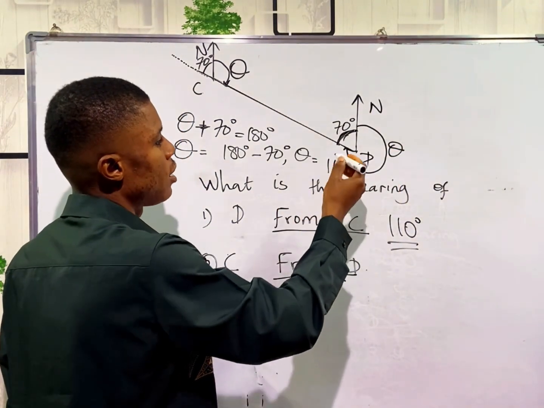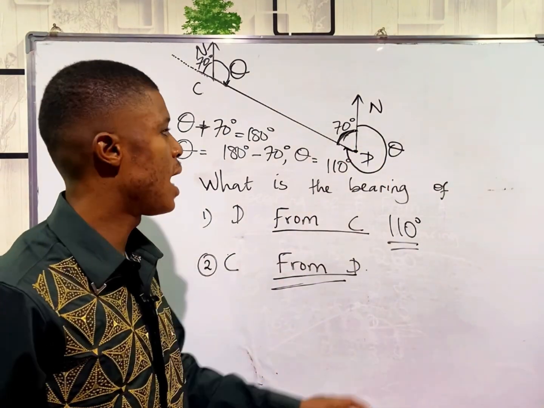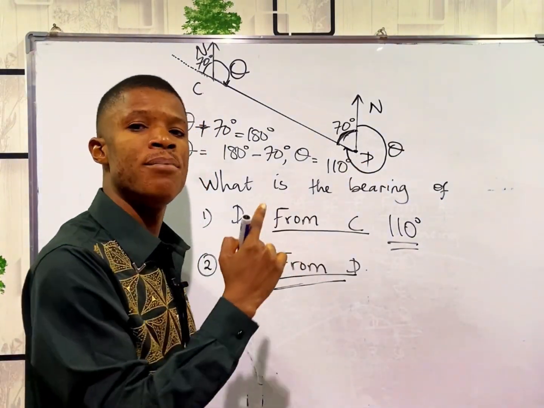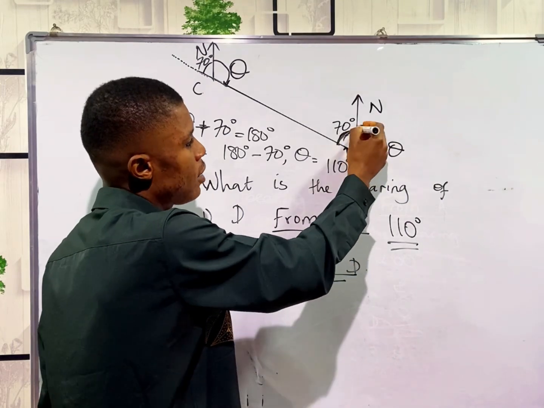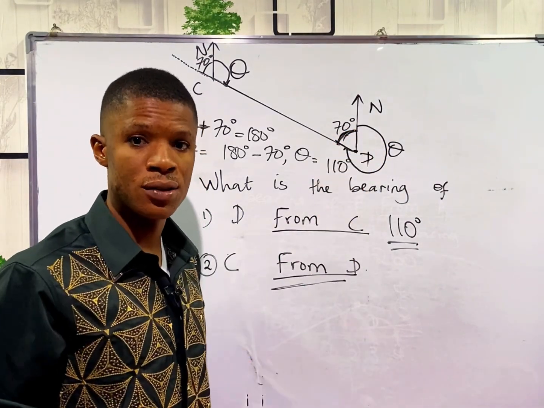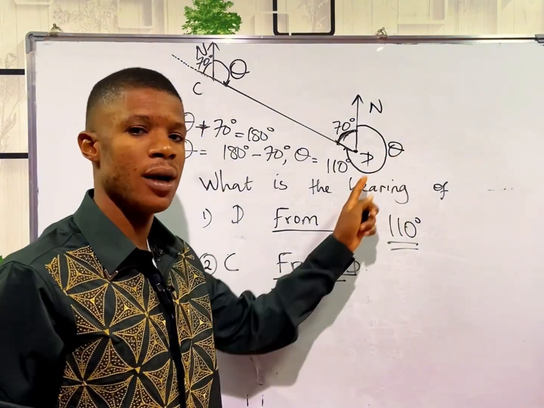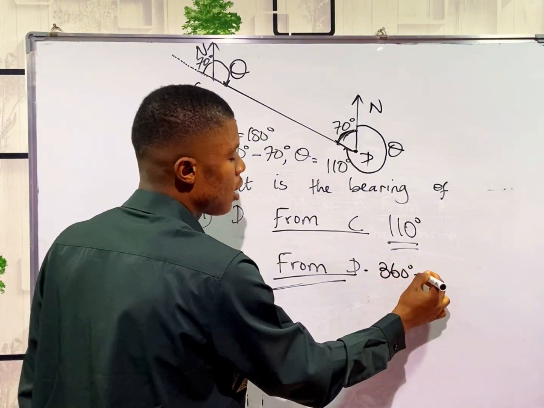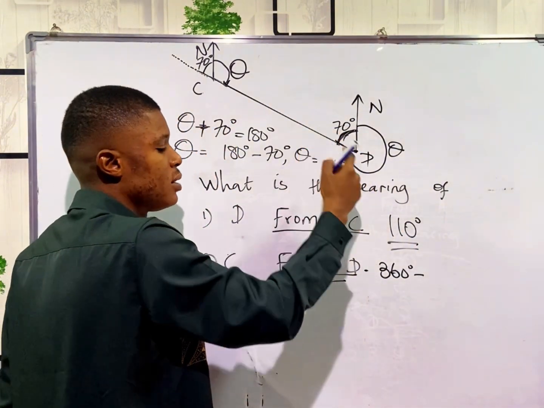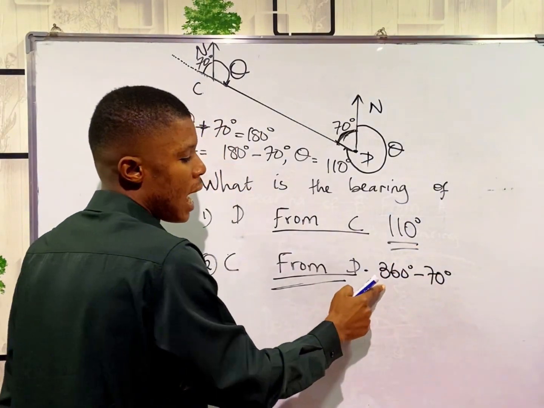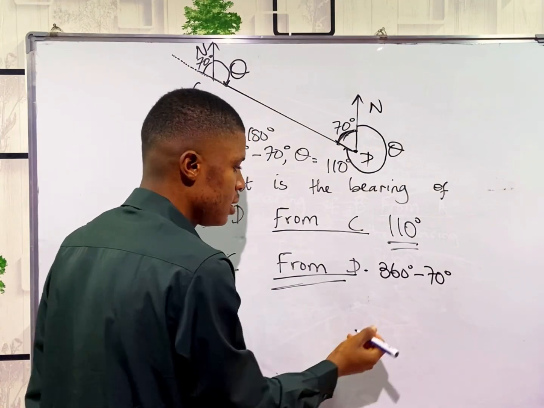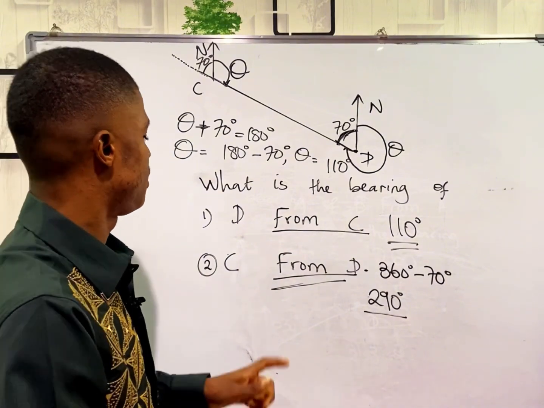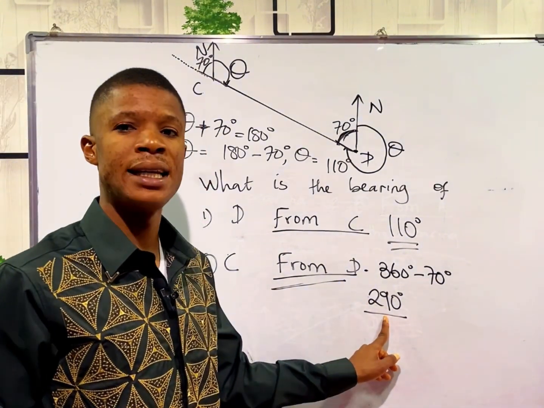For you to get this angle, recall that the sum of angles at a point is 360 degrees. And here, we have been given the prior information that the angle in this particular region is 70 degrees. So to get the angle theta, we do the angle at a point, 360 degrees, take away 70 degrees. And 360 take away 70 degrees is 290 degrees. So the bearing of C from D is 290 degrees.